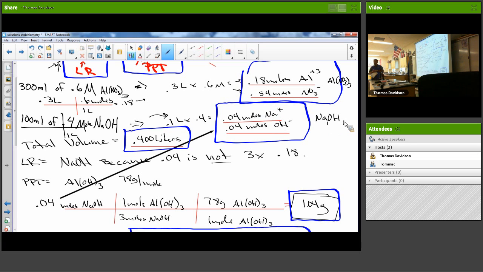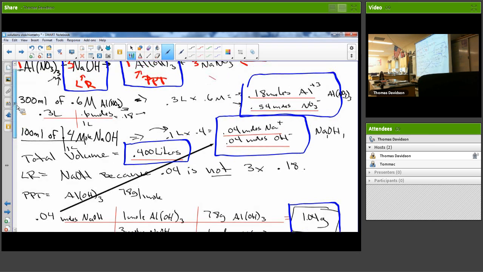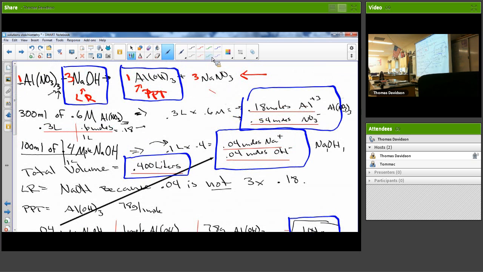It was that easy. All right, now, to determine your limiting reactant, this one's pretty reasonable to think through. For this reaction to happen, you must have 3 times the amount of NaOH as Al(NO3)3, right? So right here, NaOH is the limiting reactant because 0.04 is not 3 times bigger than 0.18. Does that idea make sense?